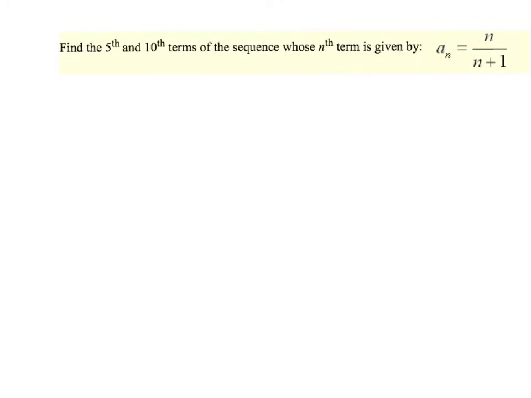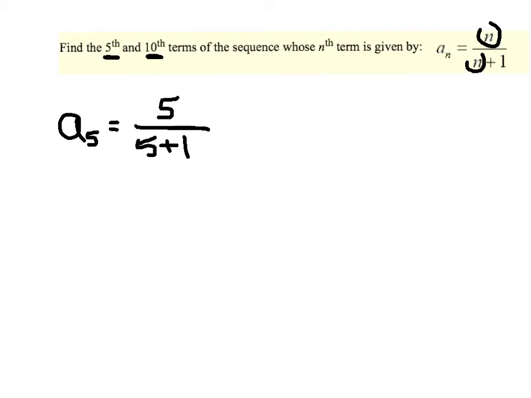Here's a good example where instead of asking for the first 3 terms or the first 4 terms, they just said, give me the 5th term and then give me the 10th term, and those are the only 2 terms we want. So the 5th term is represented by a sub 5. Handwriting is going to be extremely important tonight. Make sure your subscripts look like subscripts. If I substitute a 5 in for every n that I see here, I'm going to end up with 5 over 5 plus 1, which gives me 5/6 as that 5th term.